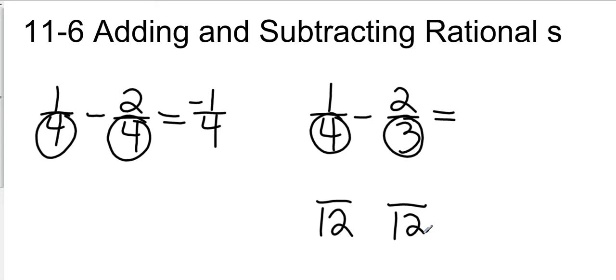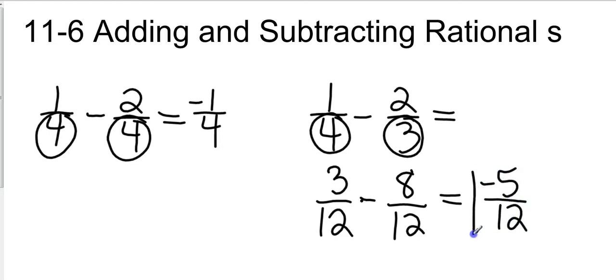4 times 3 is 12, so we have to multiply the top by 3 as well. 3 times 4 is 12, so we multiply the top by 4. And in this case, we're going to have 3/12 minus 8/12, which is going to give us negative 5/12. So when we do rational expressions, it's going to be the same thing. We will have to have a common denominator.